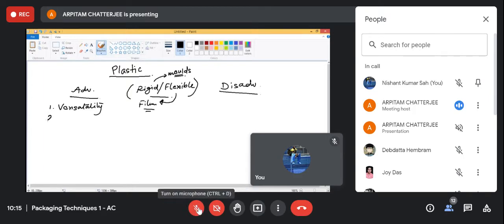Okay, what is the next point? Yeah, it is inexpensive. Why is it inexpensive? Because it's not a natural product. It's a synthetic product, or a synthesized product that you can create in a lab. You don't have to depend on any kind of natural resources for this particular material. So according to your need, you can create it.